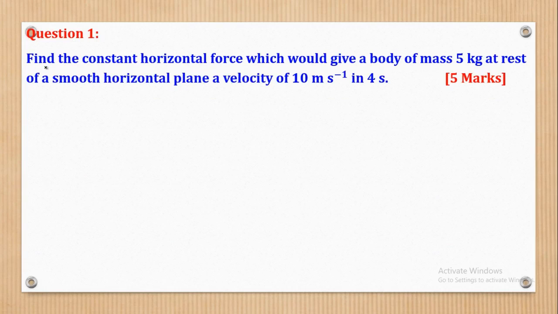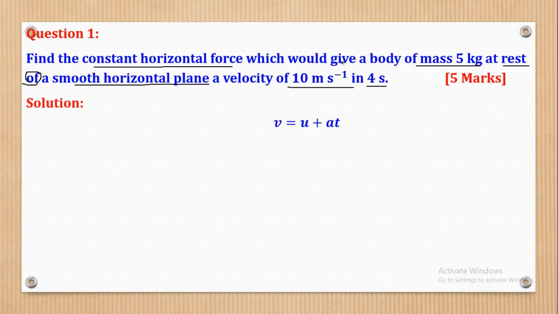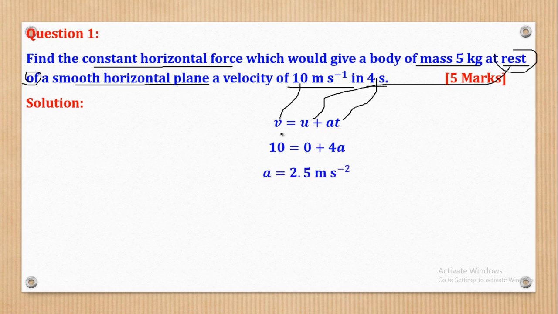So now we shall start with question 1, which says: find the constant horizontal force which would give a body of mass 5 kilograms at rest on a smooth horizontal plane a velocity of 10 meters per second in 4 seconds. The body is on a smooth horizontal plane. Since we have the initial velocity which is 0, the final velocity which is 10, and the time taken which is 4, we can get the acceleration from there. We substitute and get our acceleration as 2.5 meters per second squared.